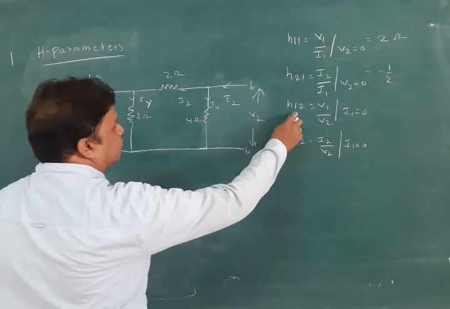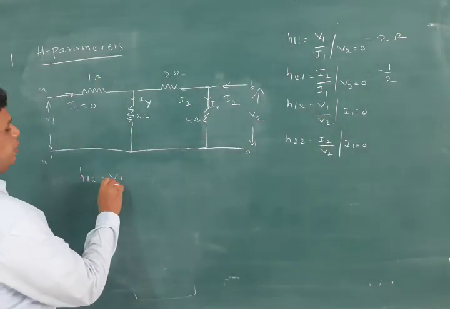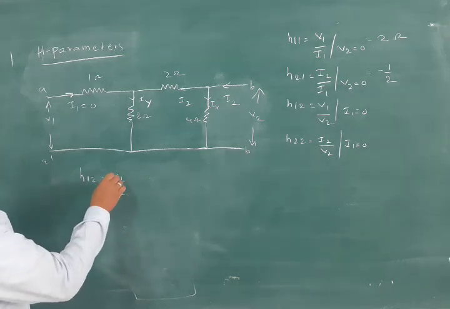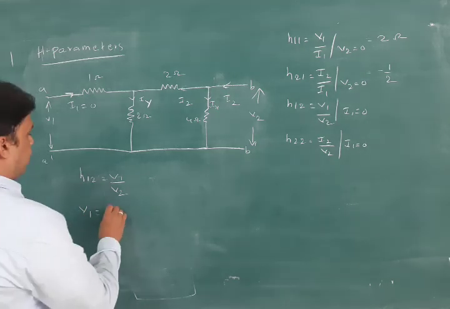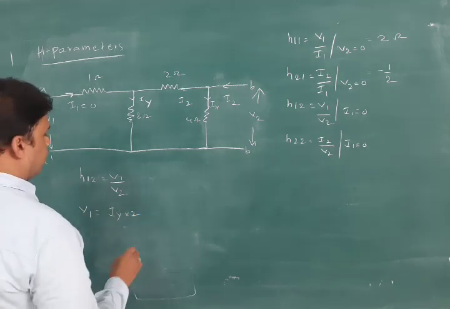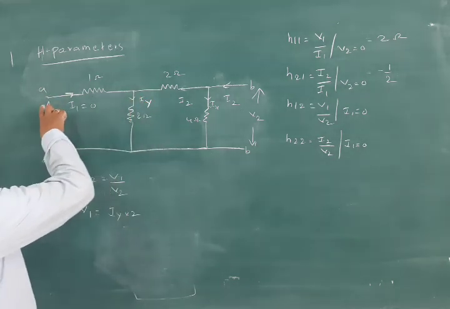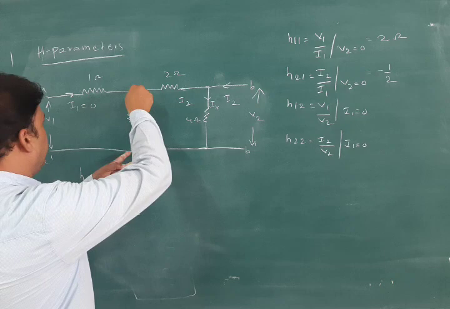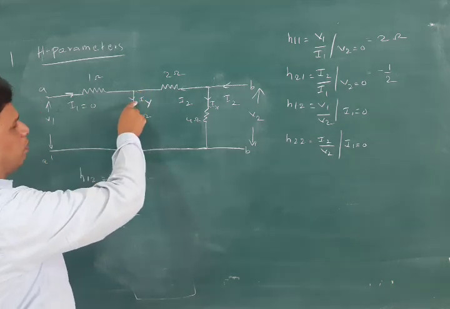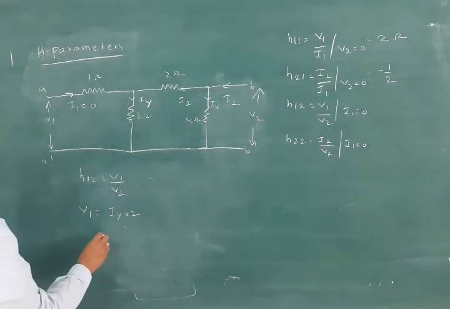It is given here H12 is equal to V1 by V2. Now for calculating V1 by V2, first, V1 is equal to Iy into 2. Why am I writing V1 is equal to Iy into 2? When V1 is measured in parallel, I1 is equal to 0, there is no current flowing in this branch, but we have these terminals. If we want to measure the voltage here, V1, we can calculate the drop, Iy into the resistance, that is Iy into 2.